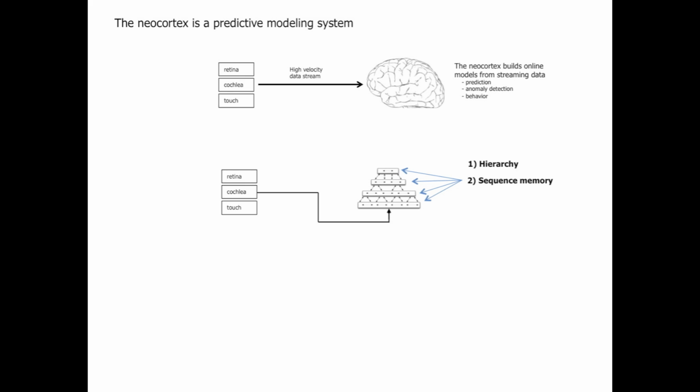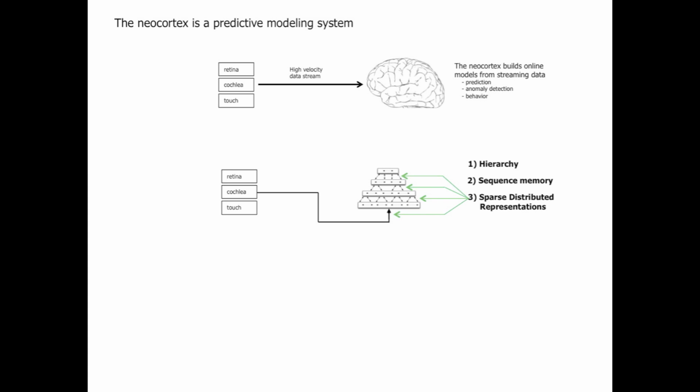In fact, if you need some convincing, just think about my speech. I'm generating a very, very high velocity data stream, and as you're listening to me, you have to infer on that high velocity data stream. And you have to have sequence memory in order to do that. And the third thing is that the whole system is built around sparse distributed representations, which I'll talk about more in a second.